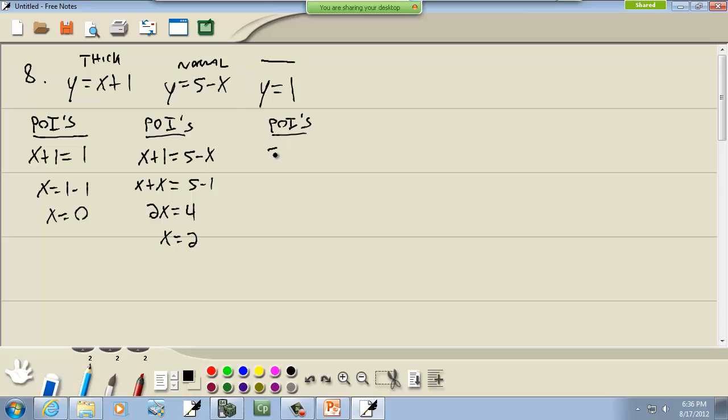So the normal line, which is 5 minus x, and then y is equal to 1. So I'm going to take negative x to the right side, 1 over the left. So we got 5 minus 1 is equal to x, or x is equal to 4. Okay, so now we're ready for the setup.